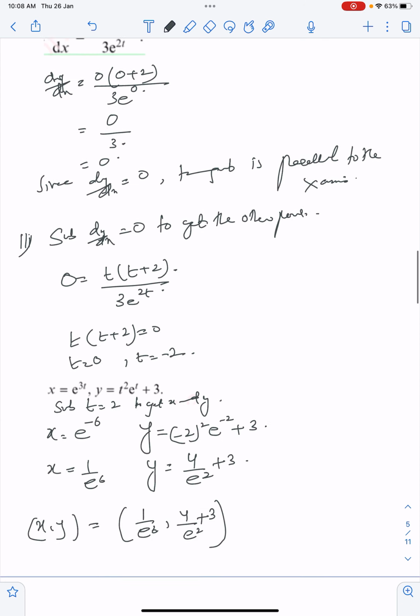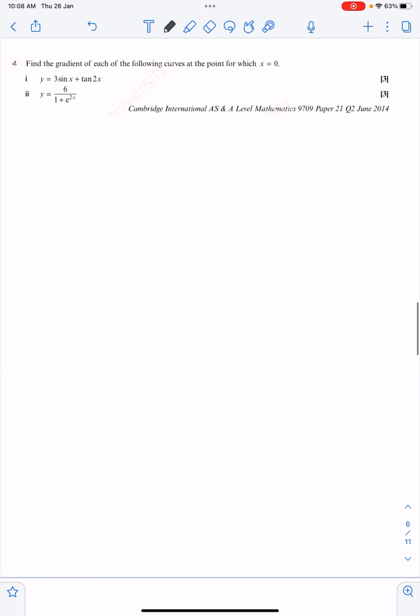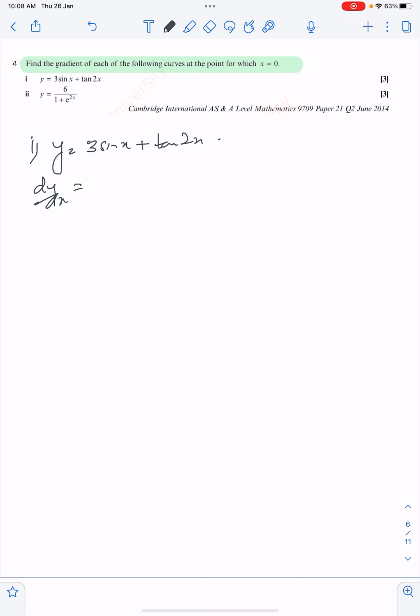Okay, let's move on to question number 4. It says find the gradient of each of the following curves at the point where x equals 0. So you have to differentiate this in the first part. I'm copying the equation of the curve, which is y equals 3 sine x plus tan of 2x. dy by dx, we know the differentiation of sine is cos, so it will be 3 cos x plus the differentiation of tan, which is sec square, so it will be sec square 2x times 2. Once you know tan of x is sec square, tan of 2x will be sec square 2x, and then you have to differentiate the inside and multiply it here.